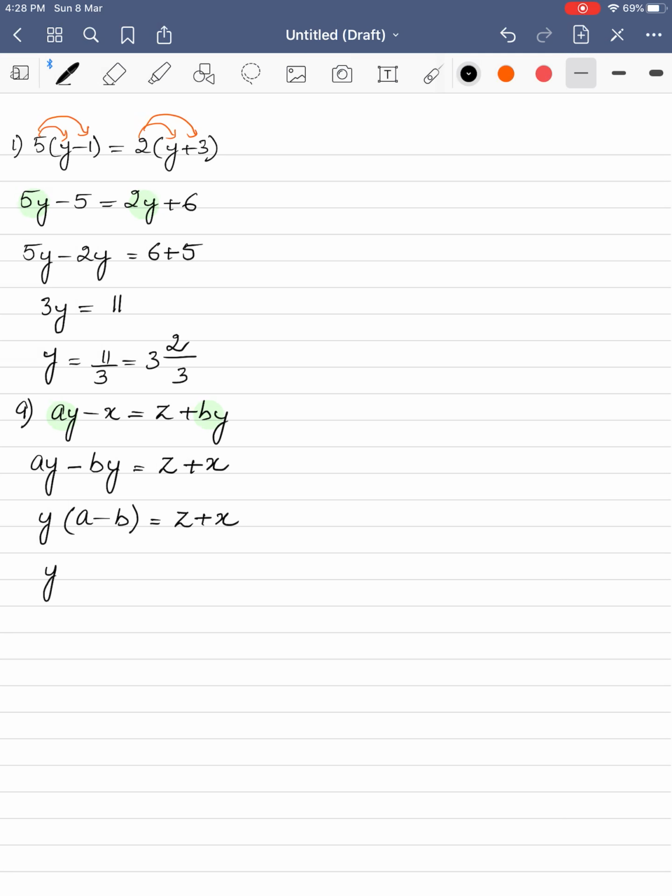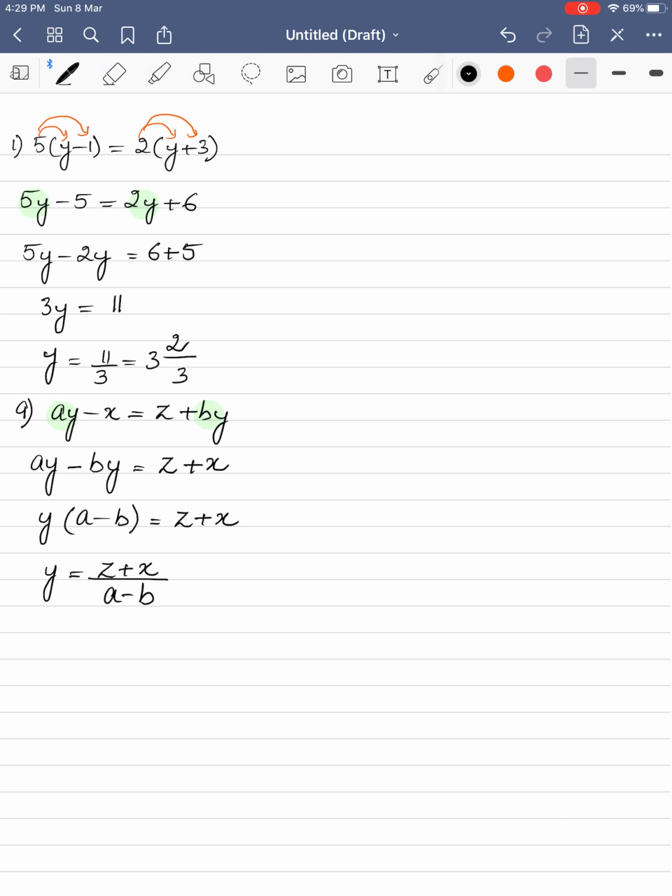Now, since y has to be the subject, I need to move the bracket a minus b to the other side. What is multiplied on one side divides when it goes to the other side. And since the bracket containing a minus b is multiplied on the left hand side, it will go and divide on the right hand side. So now we have (z + x) divided by (a - b), and that's our final answer.